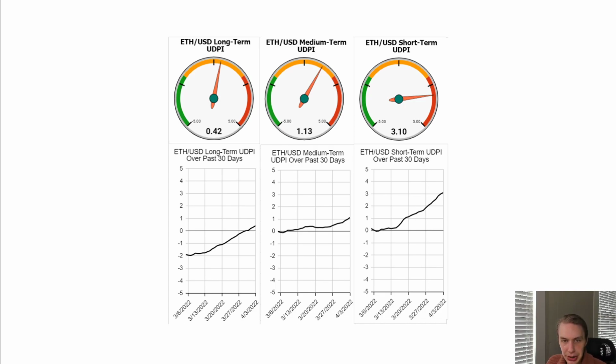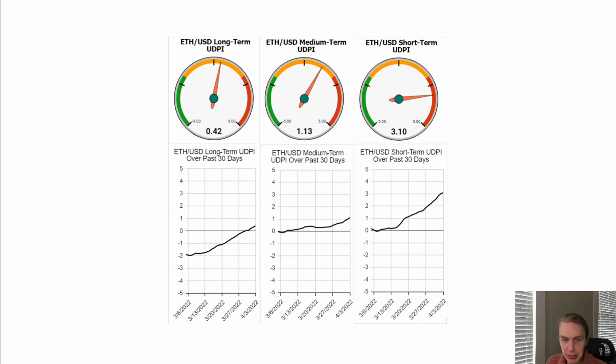So with Ethereum, it is in the positives in the long term and the medium term, although I would consider the long term to be basically just neutral at that level, 0.42. Not different enough from zero for us to really read into it too much, in my opinion. I think it's just more or less seeing there being about the same amount of upside versus downside potential for Ethereum in the longer term.